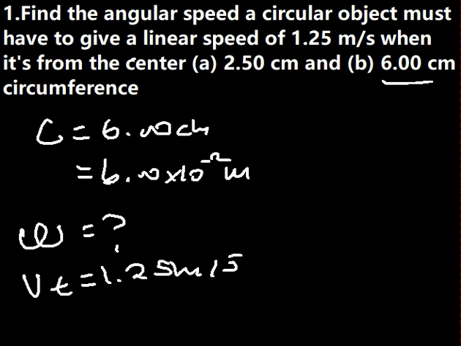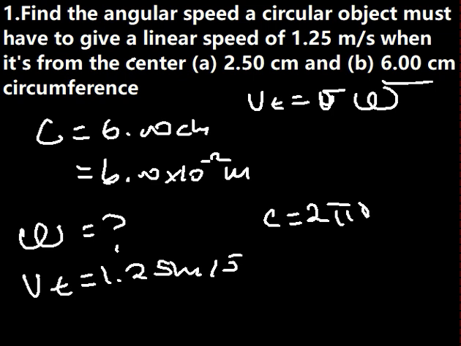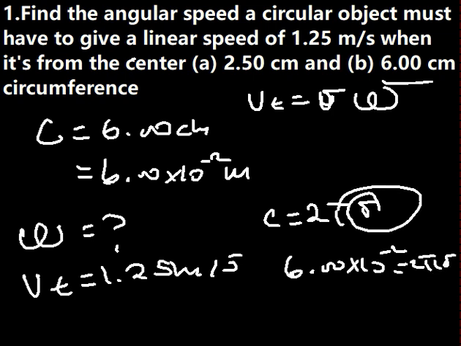The formula says that vt is equal to the radius times the angular velocity, and we do not have the radius. But since we have the circumference of the circle, and the formula for the circumference is 2 pi r, we have 6.00 times 10 to the power negative 2 is equal to 2 pi r. So you can solve for the radius there. So take note of that.